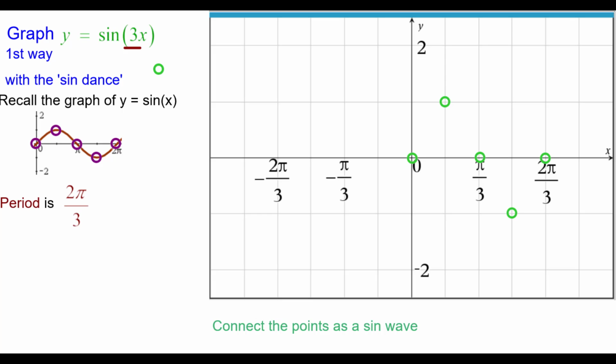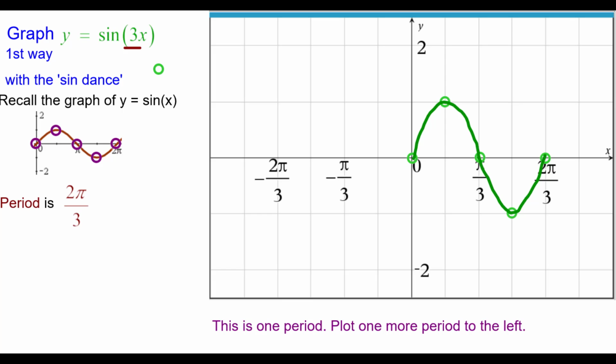Connect the points as a sine wave, concave down, concave up. And we can plot one more period to the left by going back a full period, 2 pi over 3, from each of the key points. And connect those as a sine wave.